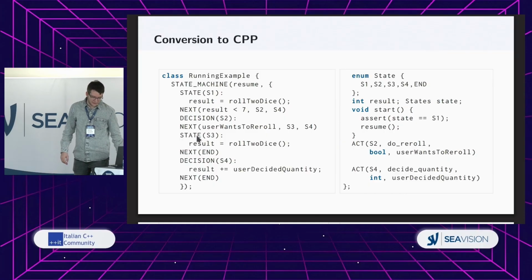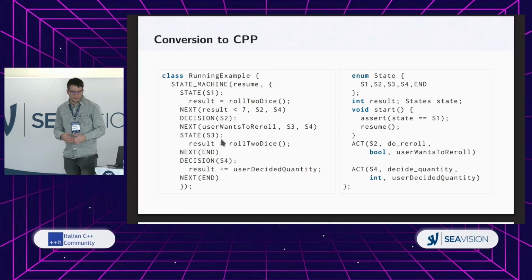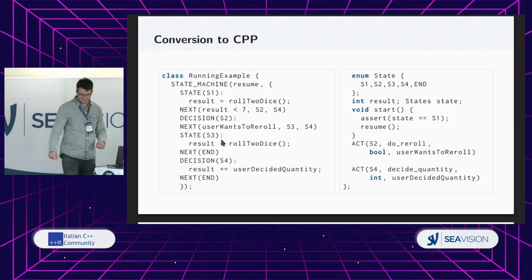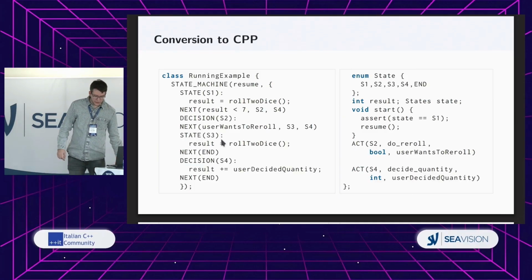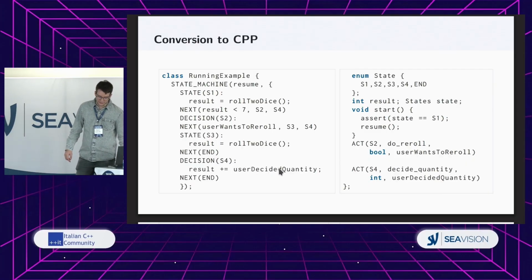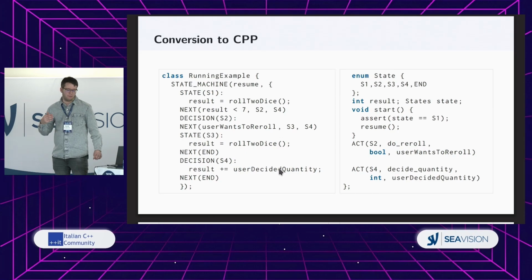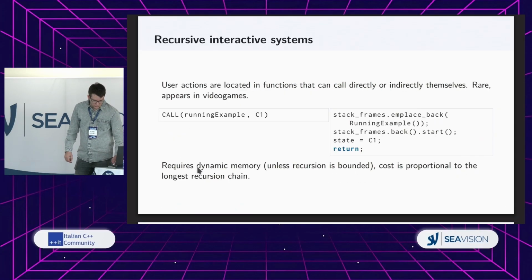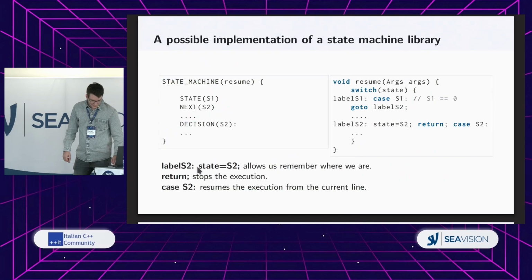If we go to state S3, the result becomes equal to rolling the dice again, because the user did want to roll. Otherwise, we go to the next decision. The execution stops again. We expect the user to provide a user-decided quantity. And when the user provides the user-decided quantity and calls resume again, we can sum the user-decided quantity to the result, and then we go to the end, not that end.